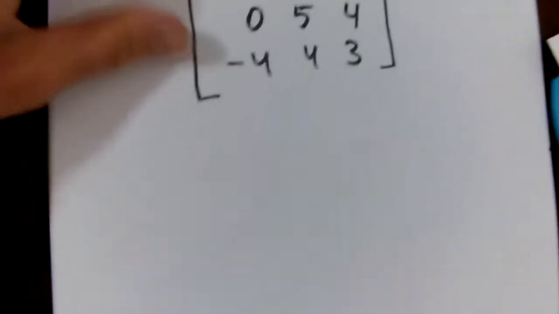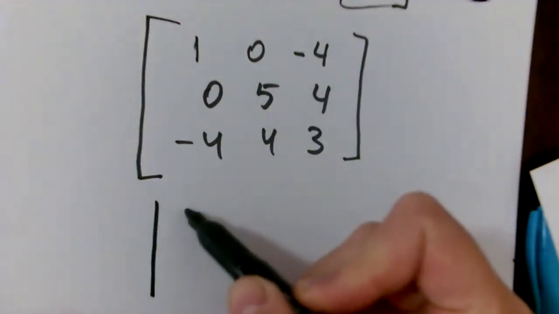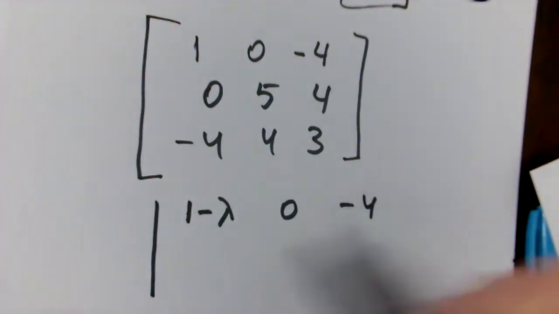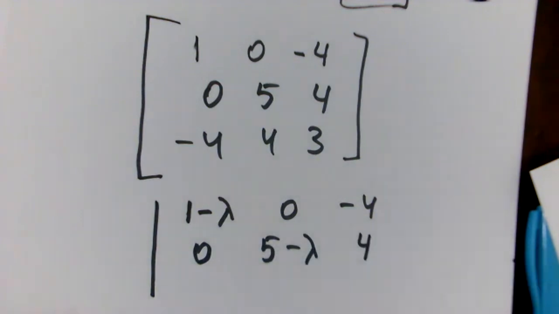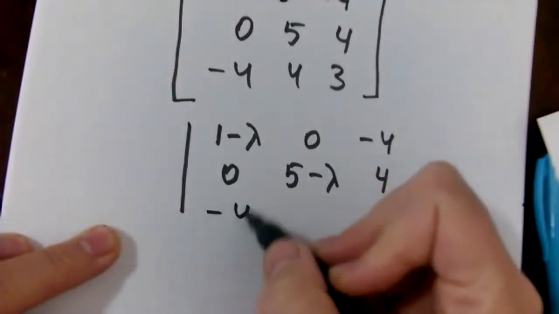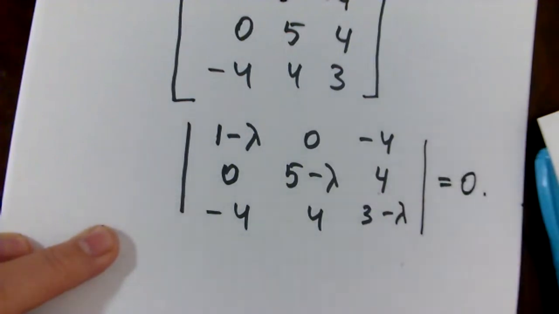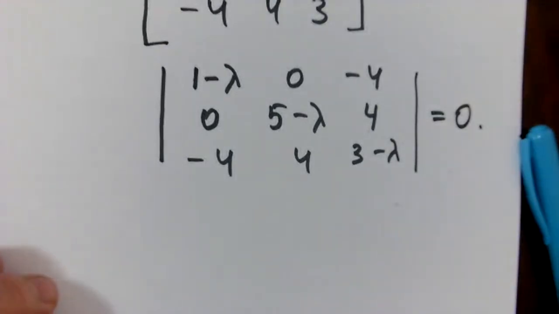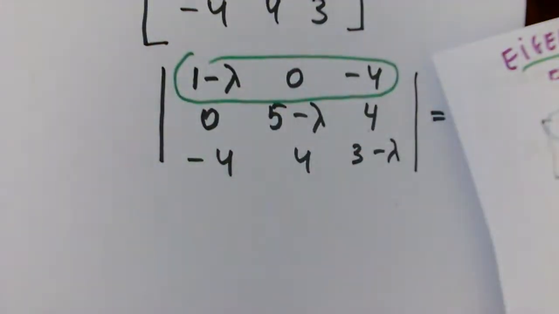Of course, as I told you before, the trickiest part is to deal with this cubic equation. Sorry, I'm moving my camera all the time. Okay, so let's try and do it. The first row will be 1 minus lambda, 0, minus 4. Then the next row, 0, 5 minus lambda, 4. And the last row will be minus 4, 4, and 3 minus lambda. And it should be equal to 0. Again, it's better to use the row or the column which contains at least one 0. I think that the first row maybe is a good solution.